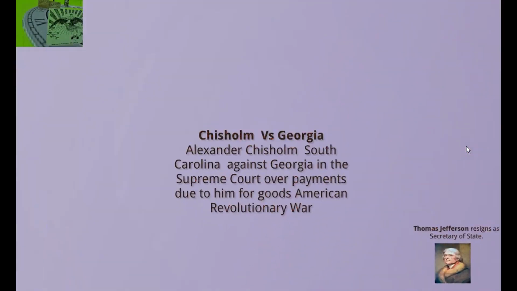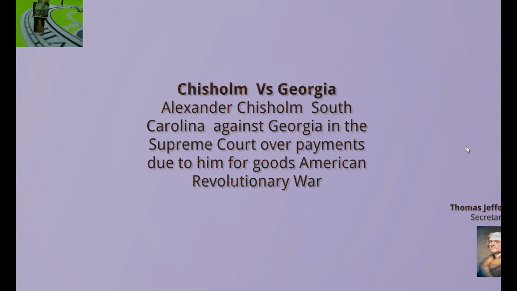In 1793, we have an important judicial decision by the Supreme Court, Chisholm versus the State of Georgia, in which the Supreme Court gives a favorable decision to this citizen of North Carolina against the state of Georgia in a case that involves payments due to this person because of Revolutionary War debts that the state of Georgia owes to a company controlled or run by this citizen. This decision is going to be repealed by the 11th Amendment, which we will see in the future.